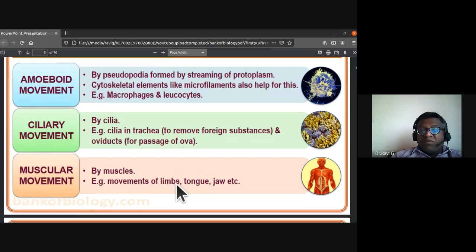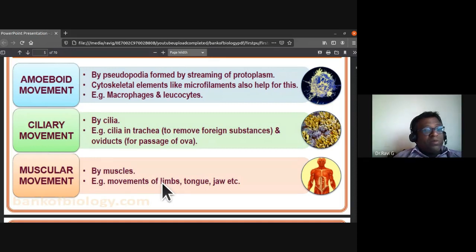Example is movement of limbs. So the movement varies: the movement of limbs, tongue. See, when I'm talking, there is a movement of my tongue, jaws. The upper jaw is fixed, lower jaw is movable. So the jaws are moving. So these are all muscular movement.